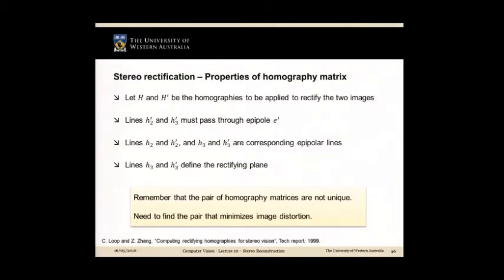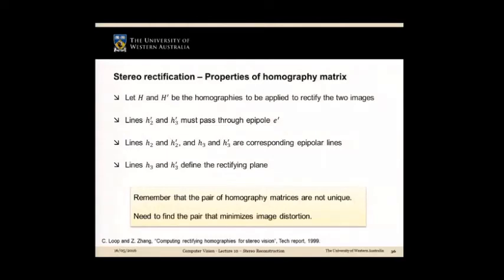Now remember that the pair of homography matrices are not unique. You have two different cameras, so of course they will have two different homography matrices, and you need to find the pair that minimizes image distortion. Again, it's the same thing. If you are stretching your image too much, you are introducing too much distortion in the image, and that won't help you to find a corresponding point in another line, right?